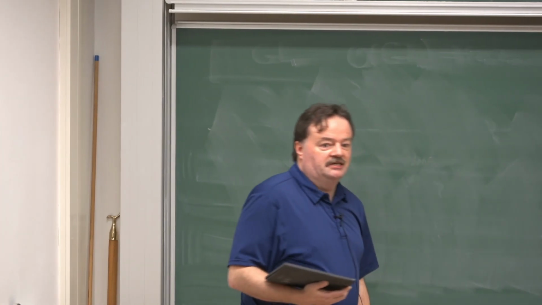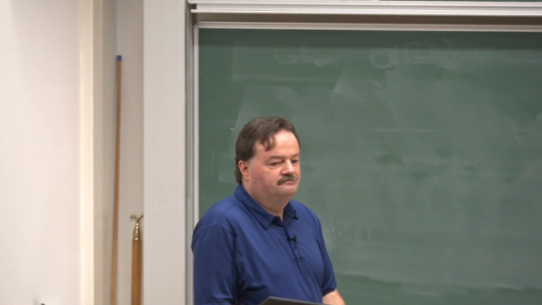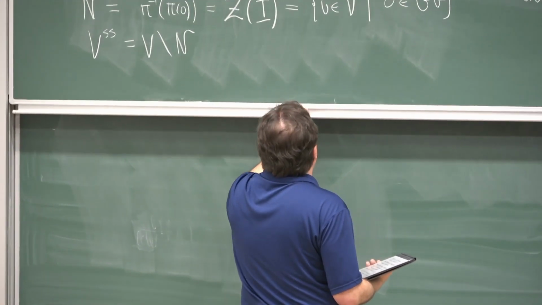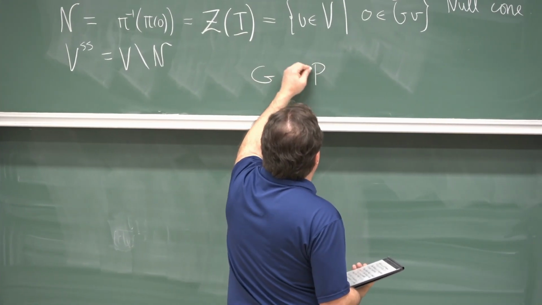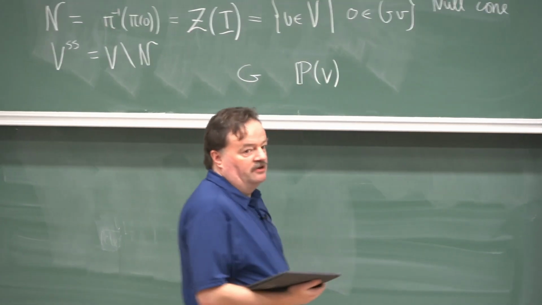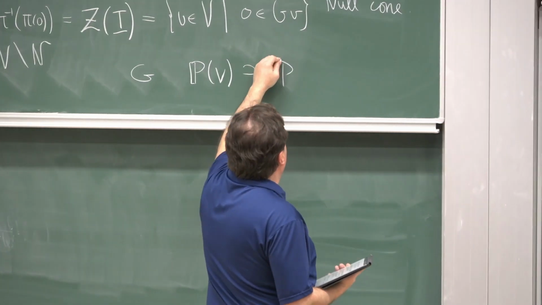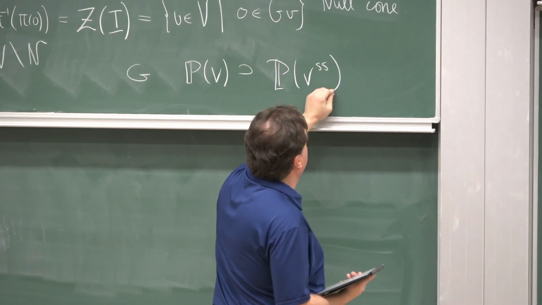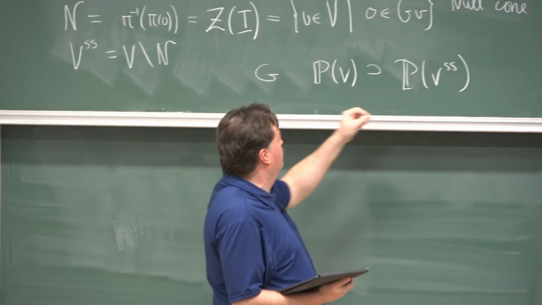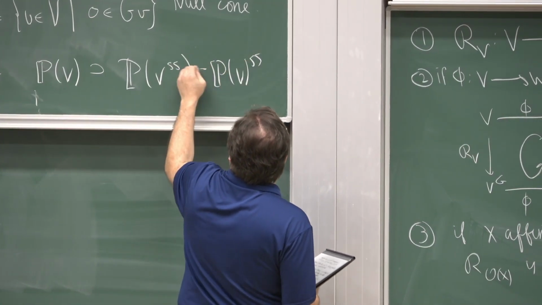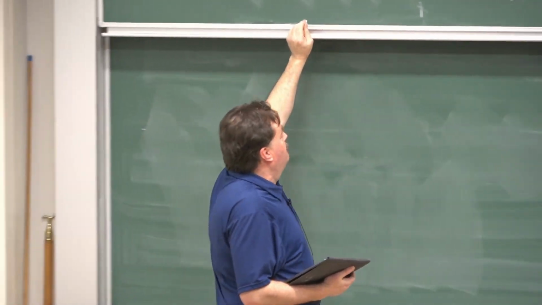Sorry, can I ask? Yes. When you say the semi-stable points, do you mean for the action of G on the projectivization of the vector space? Yes. So you could let G act on P of V, and then you would here kind of take P of V semi-stable inside, and that would be sort of P(V)^ss, I guess. Yeah.